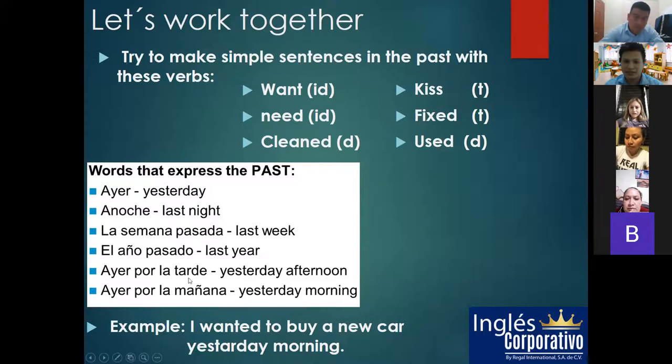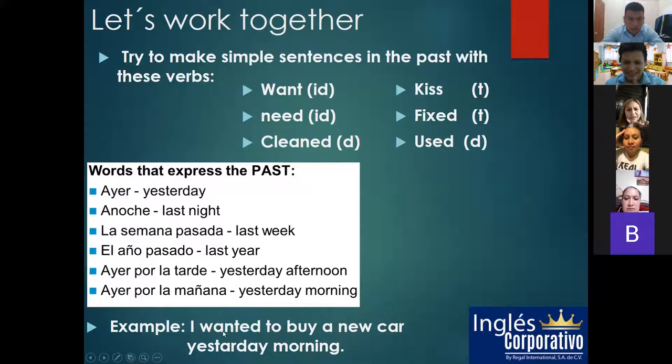Yo elegí want, así que mi ejemplo sería, I wanted to buy a new car yesterday morning, right? Yo, what does it mean? Yo fui a comprar un carro nuevo ayer en la mañana. Quería, yo quería. Okay. Un carro nuevo ayer en la mañana.